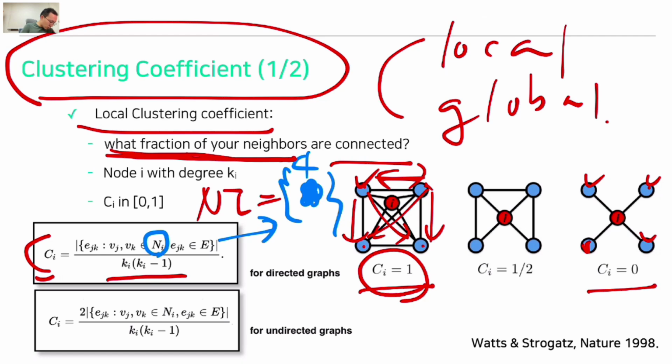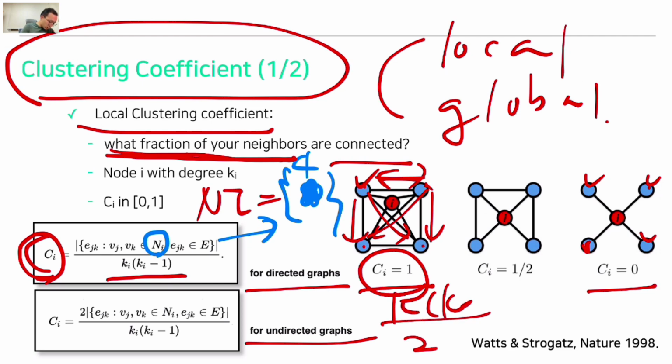And we have 2 different coefficients for directed neighbors and undirected neighbors, because there are different numbers of possible edges between neighbors for the denominator, right? Remember the 2 over k minus 1, right? So it goes to this here. All right.